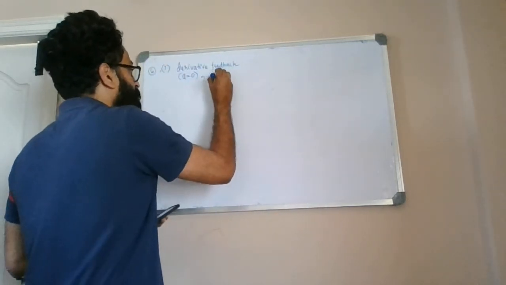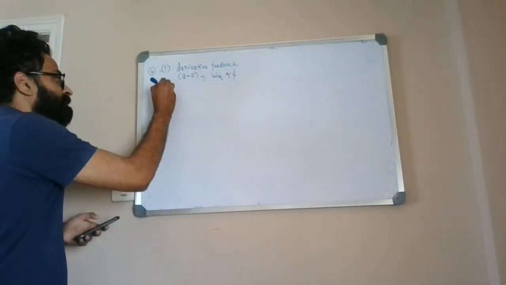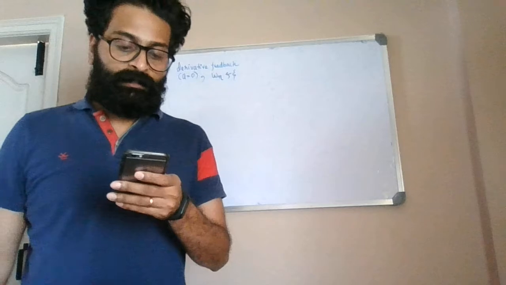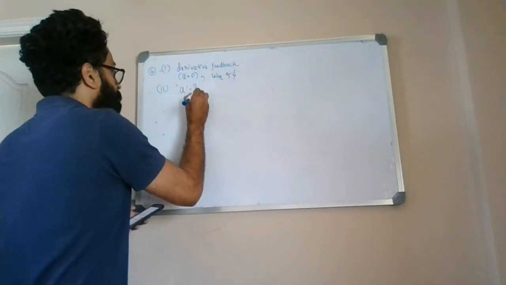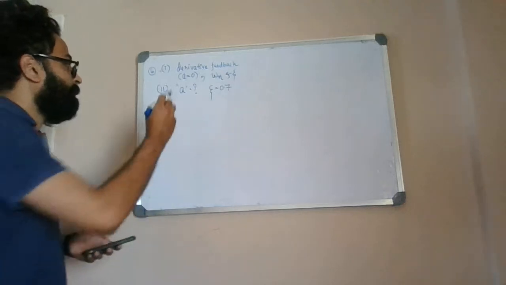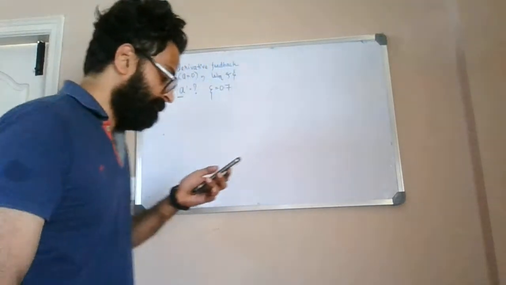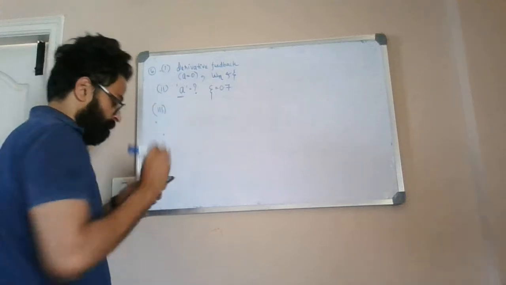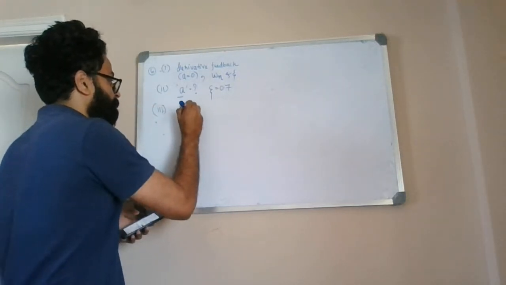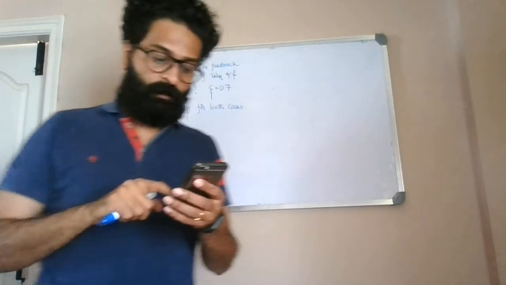So for the first condition, you need to determine the undamped frequency omega n and zeta. Then second case, determine the constant a which will increase the damping ratio to 0.7. So that's the second part of the question. Third one, find the overshoot for both the cases. All right. So this is the question.